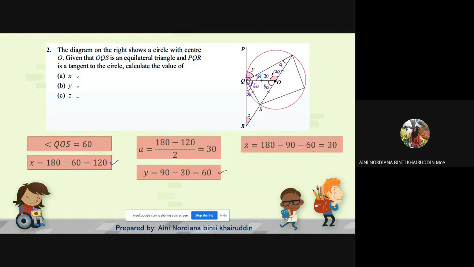Angle Z equals to 180 minus, for this I use triangle OQR. Okay, no need to find this angle. OQR, you know here is 90, here is 90 degree. So Z equals to 180 minus 90 minus 60. So Z equals to 30 degree.